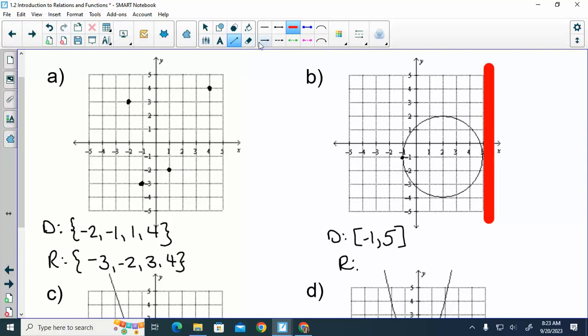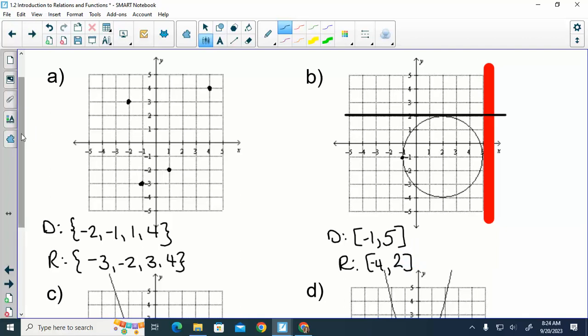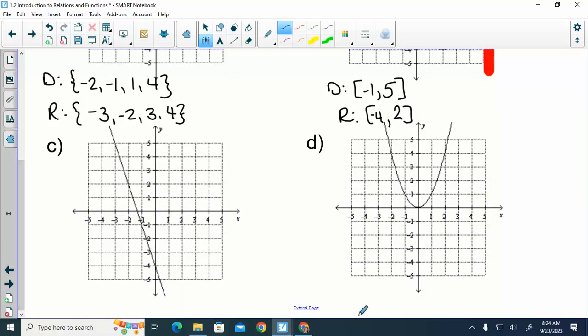Range. So we're thinking about our y values. Okay, think of a horizontal line. Where we go small to large, so what's the first y value we hit? And then this keeps hitting values until we get to positive 2.